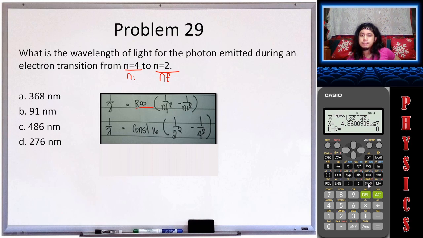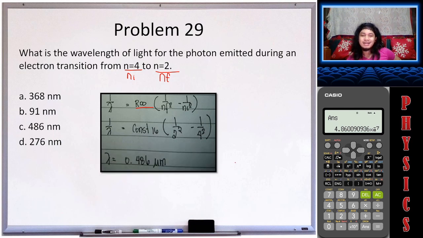Shift. Uy, gumagana. Shift SD. Ay, hindi gumagana yung Shift SD. Okay, pero ang sagot dyan is 486 nanometers. So, letter C. Easy. Pag micro, 0.486 micrometers.